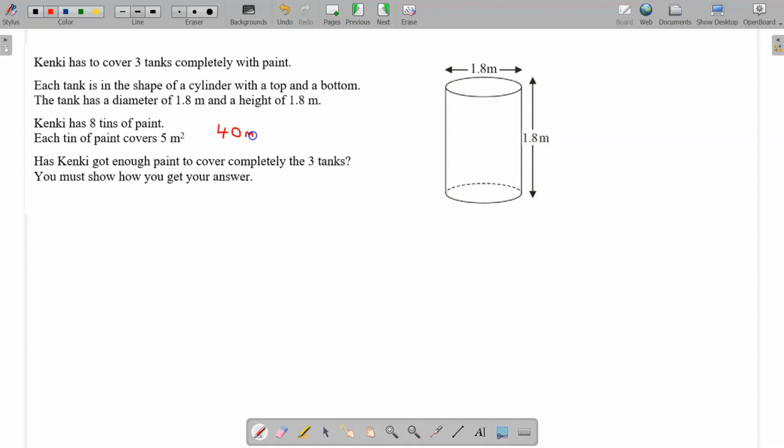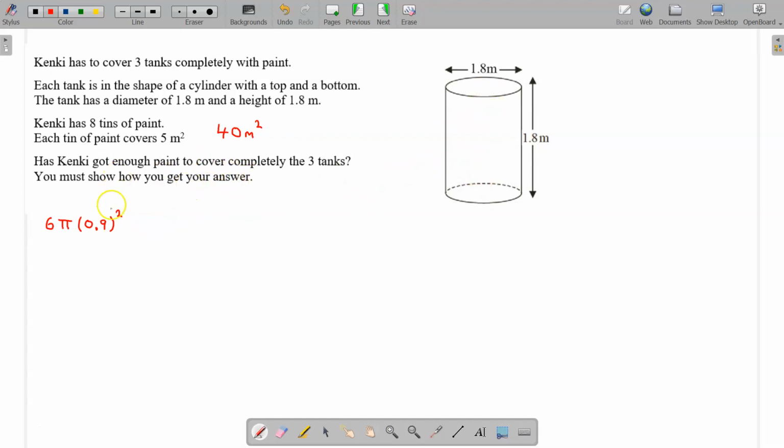So what we're interested in is seeing if the area of our 3 tanks is greater than or less than 40. Well, let's do a quick calculation. If we imagine that we've got 3 tanks, then we're going to have 6 tops and bottoms, 6 circles. So we have 6 times pi times the radius squared. The radius is 0.9. So that's 6 lots of the circular top or bottom.